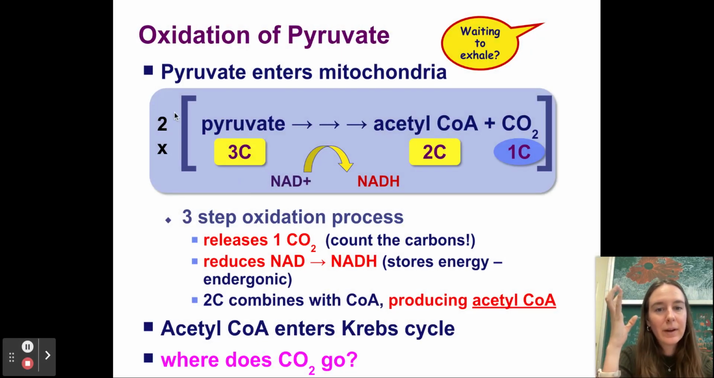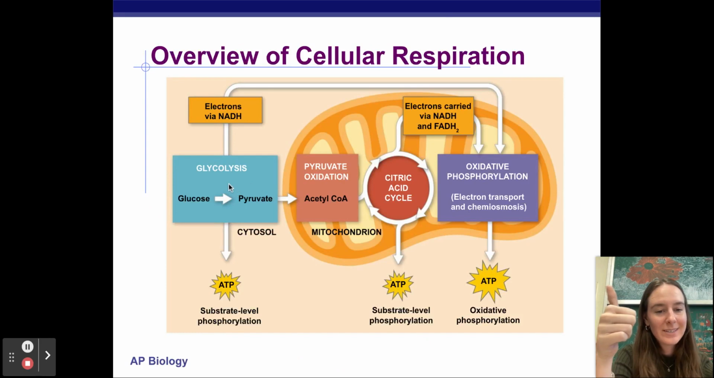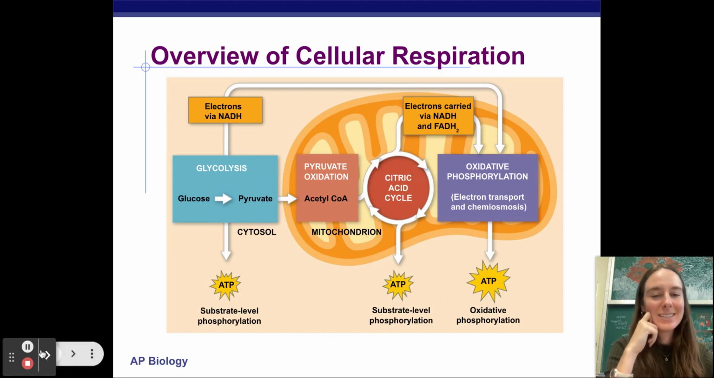We've oxidized pyruvate. So here's a summary slide. If it helps you to see it in words, here are some words. We've just finished glycolysis, and now we know a little bit more about pyruvate oxidation, or the transition stage. In this step, we're oxidizing our molecule even more, we're creating even more NADH, and we're eventually going to get to the payoff stage where we're going to be making tons of ATP.